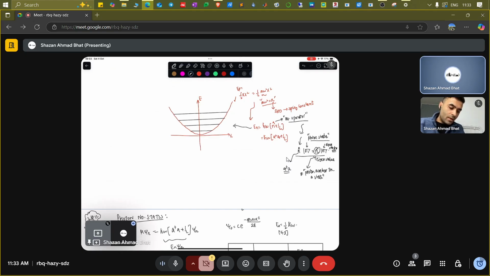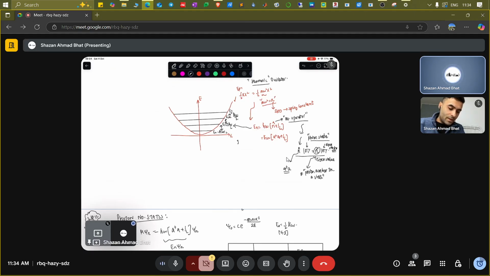And the important thing about a harmonic oscillator is that this spacing is equal. It's equally spaced. If this is E0, this is E1, this is E2, this is E3, then E0 is h bar omega by 2, and this is maybe 3h bar omega by 2.